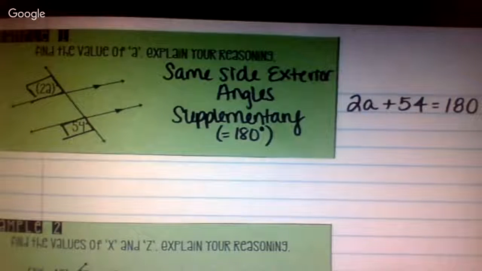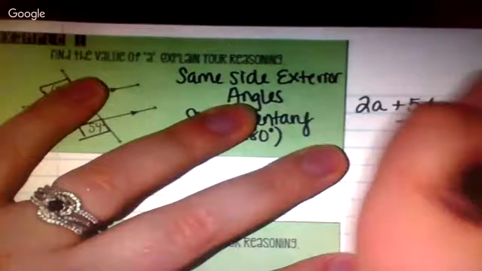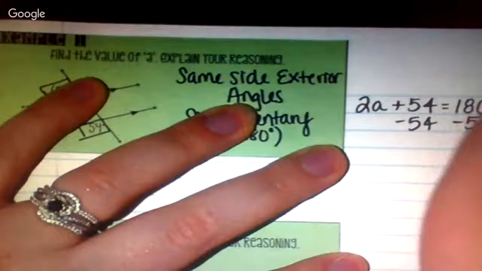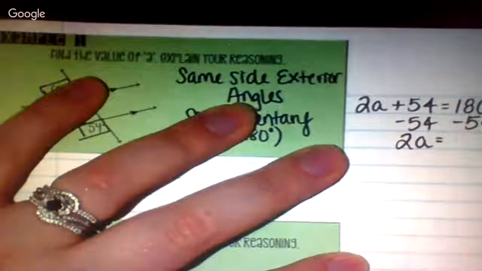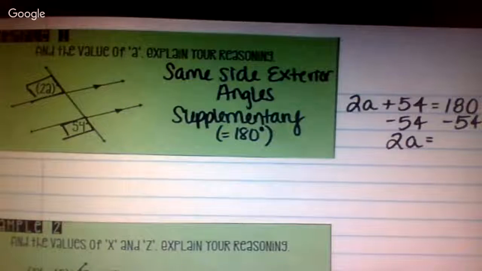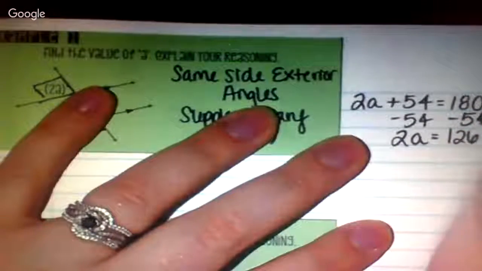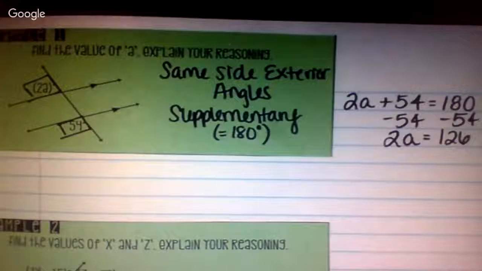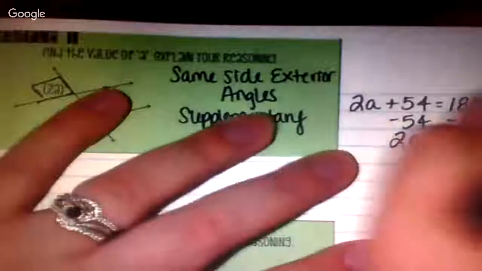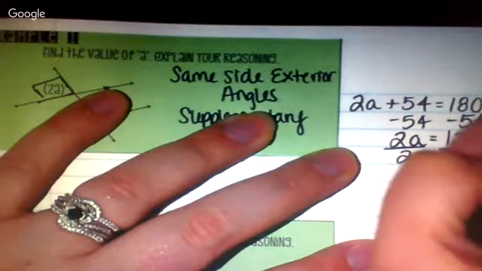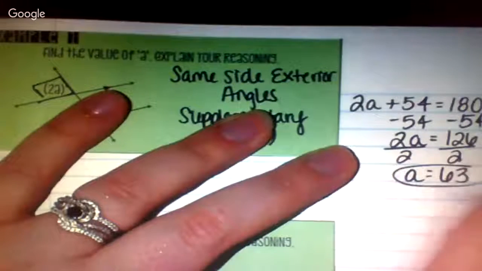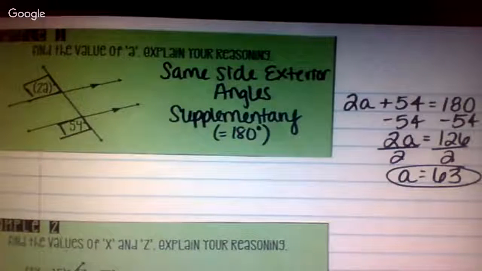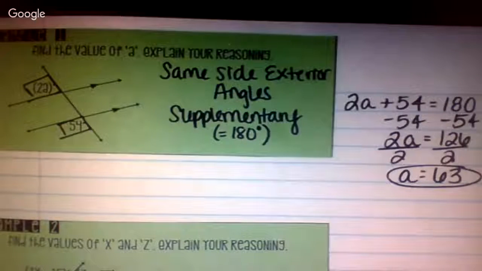Once you've identified what it is and you create your equation, we now need to solve. My first step is to do what? Subtract 54. So we have 2A equals 126. My last step then is to divide by 2. A equals 63. So that was a nice easy one to ease you into what we're going to do today.